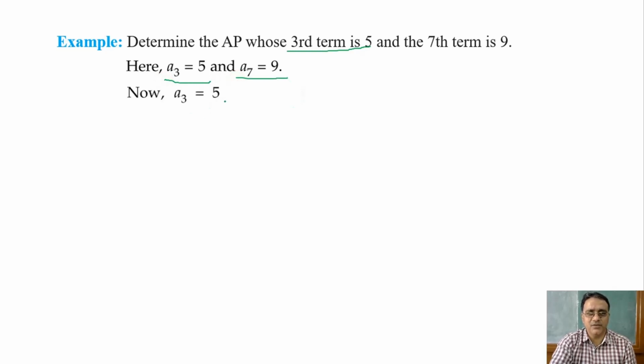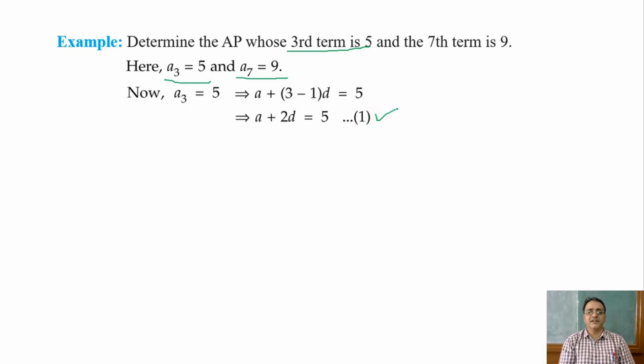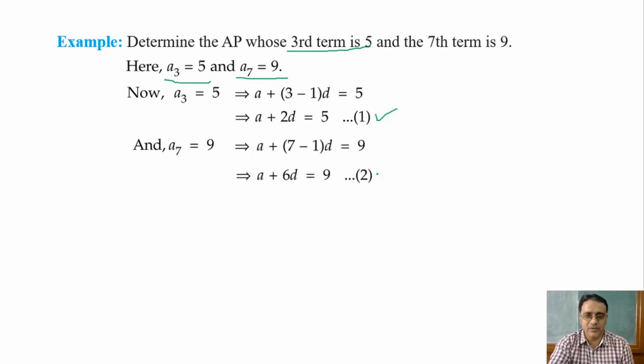So a3 is equal to 5 implies a plus 2d is equal to 5. You can write directly also. Let it be equation number 1. Now the 7th term, a7 is 9. So what is the formula of a7? a plus 6d. So a plus (7 minus 1) into d is equal to 9, or you can write directly a plus 6d. Let it be equation number 2.